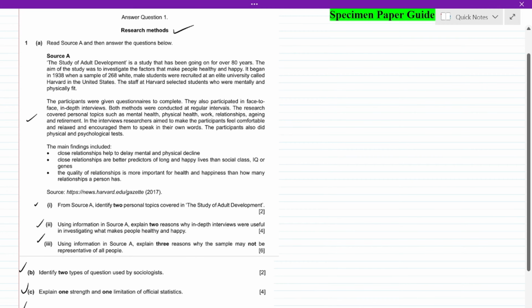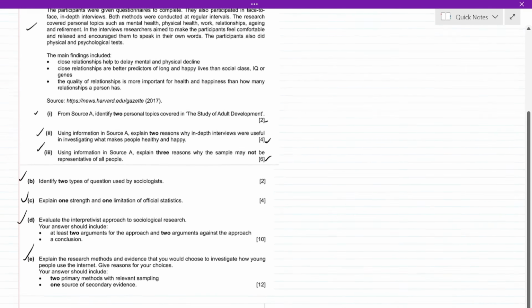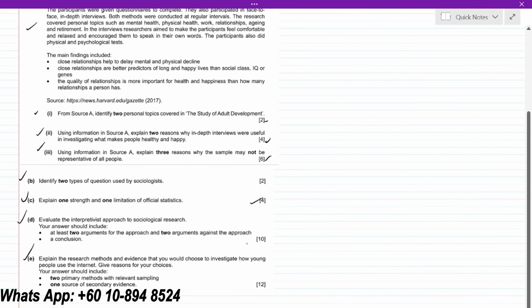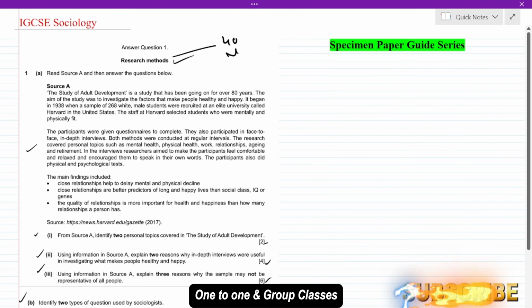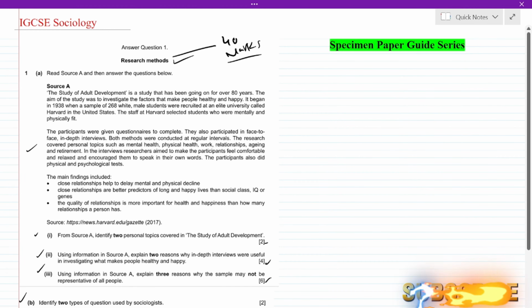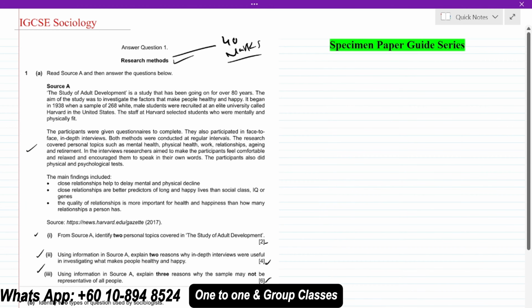You can see that we have 2, 4 and 6, and then 2, 4, 10 and 12 marks. Question number 1 has a total of 40 marks, right? Now let's move on to question number 1 part A. For that, I have already read the full paragraph in the video. You can read this paragraph first and then try to answer, right? In the video I will directly move on to the questions.